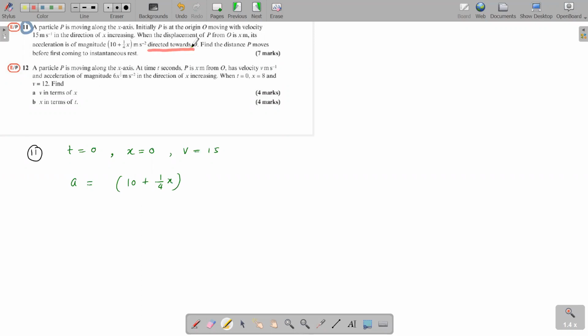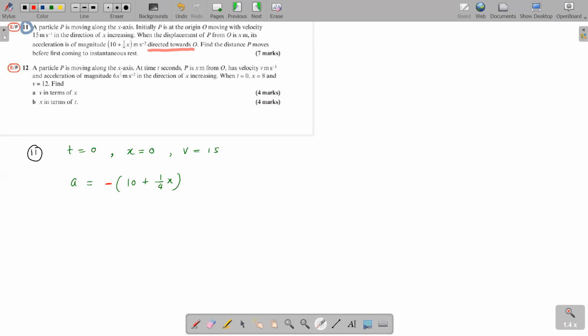So when you see it's directed towards O, immediately what does it tell you? The acceleration is negative. Directed towards O means negative, because directing away from the origin is positive. So that is the norm that you have to use here. Directed towards O is negative. Directed away from origin is positive.